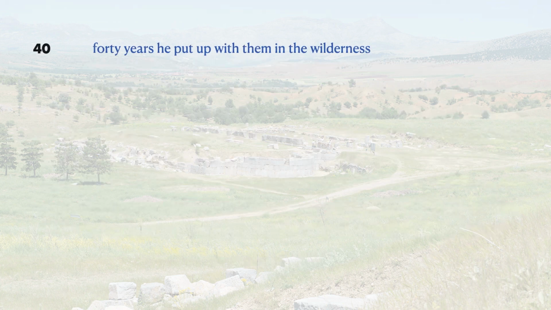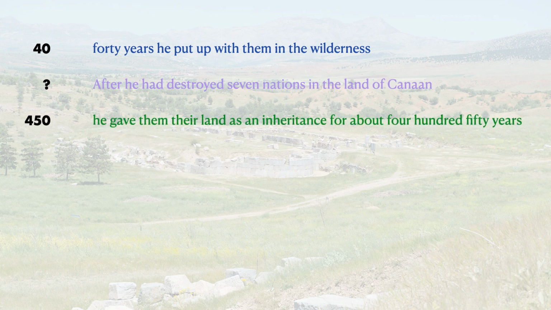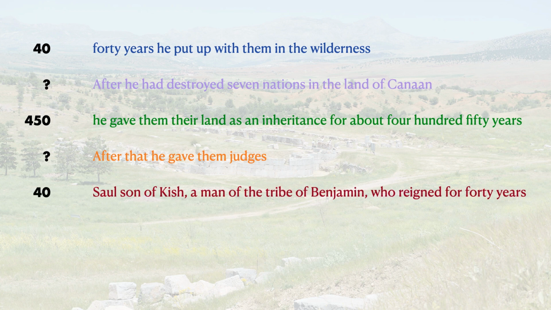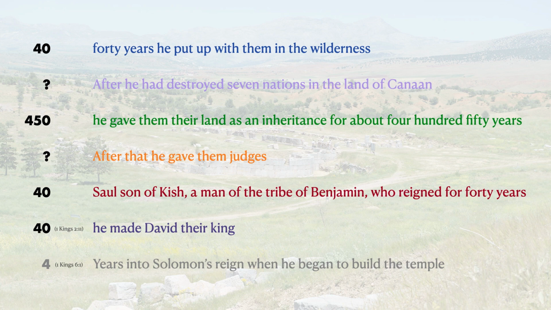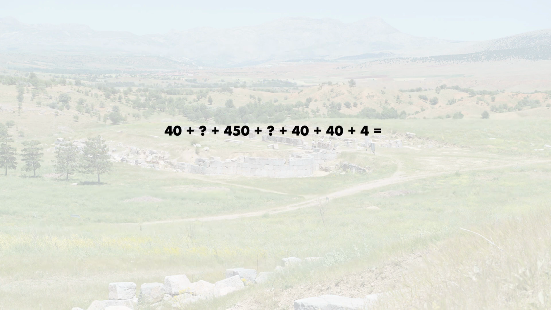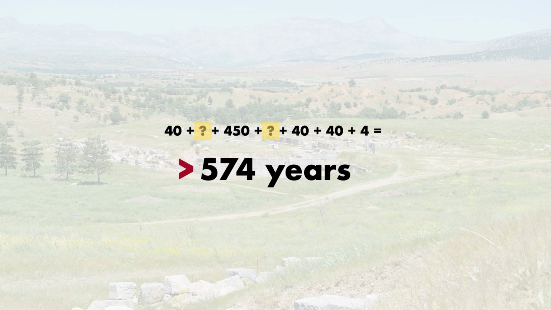Let's lay it out. 40 years in the wilderness, an unspecified period of time conquering the land, 450 years living in their inheritance. After that period, the period of the judges, then the 40-year reign of Saul, then the 40-year reign of David, which we get from a different passage, and then those 4 years into Solomon's reign when he began to build the temple. So when you add up those figures, we get 574 years between the beginning of the Exodus and the 4th year of Solomon's reign. And that is not including those periods that we're not given a duration for. So it's more than 574 years, but we'll stick with that figure for now.